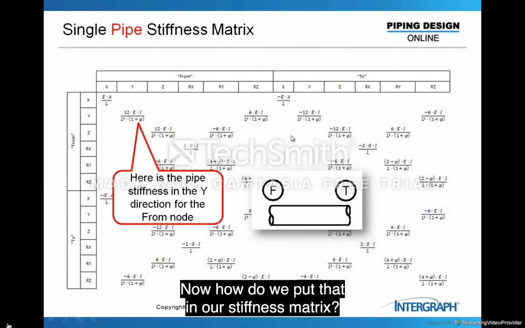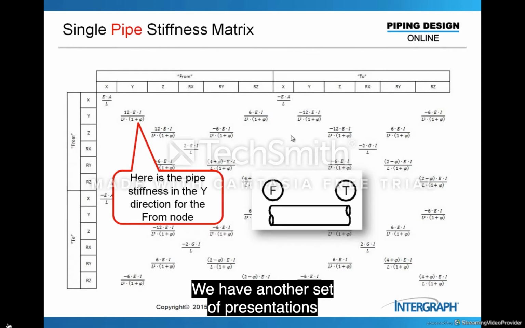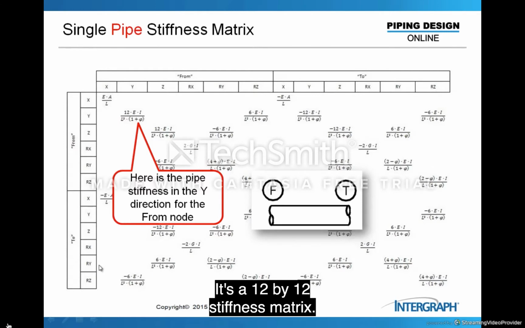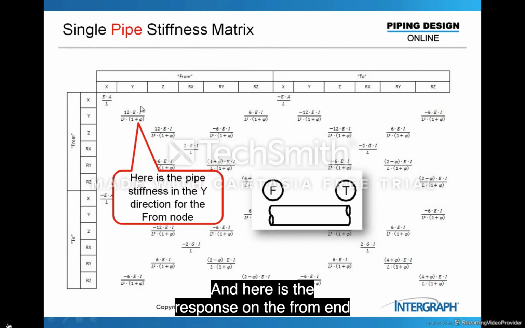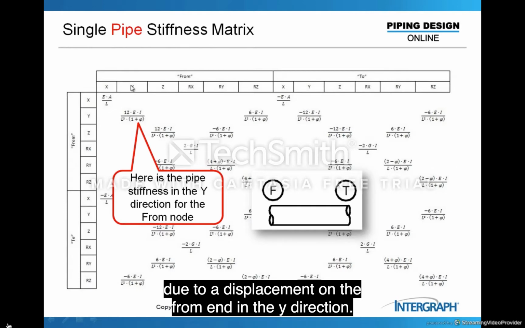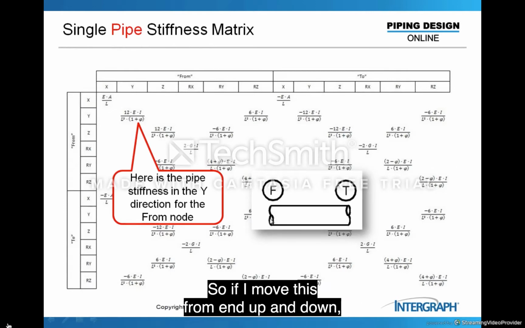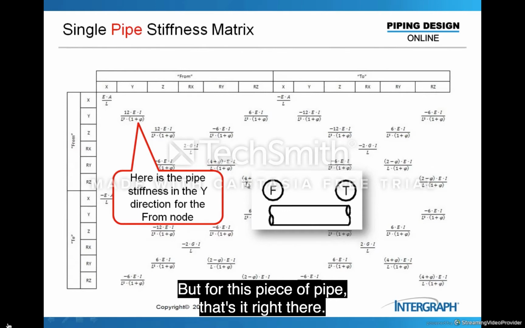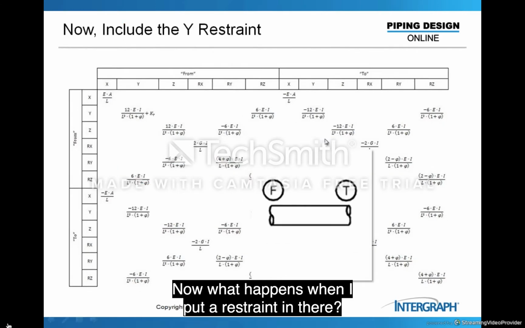Now, how do we put that in our stiffness matrix? We have another set of presentations on the stiffness matrix manipulation, and you'll see these terms in there as well. But here's a stiffness matrix for a simple piece of pipe. It's a 12 by 12 stiffness matrix, and here is the response on the from end due to a displacement on the from end in the Y direction. So if I move this from end up and down, this term here gives me the amount of load I generate by moving it up and down based on the stiffness of this piece of pipe. Now, of course, there's other pieces of pipe connected to it as well, but for this piece of pipe, that's it right there.